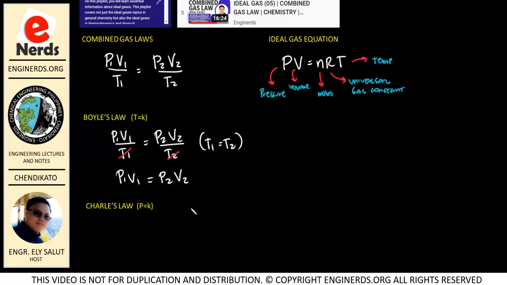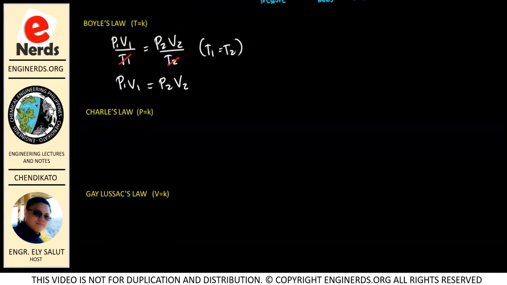Because sometimes you will be confused or you will forget kung ano ba yung Boyle's law. As long as you remember itong ating combined gas law, you can easily retrieve itong mga ideal gas laws natin. So let's say we have Charles's law, in which our ideal gas is operating at constant pressure. So our combined gas law states that P1V1 over T1 is equal to P2V2 over T2. And in this case, our pressure is constant, so therefore P1 is also equal to P2. So therefore, if they are equal, our pressure will be cancelled out.